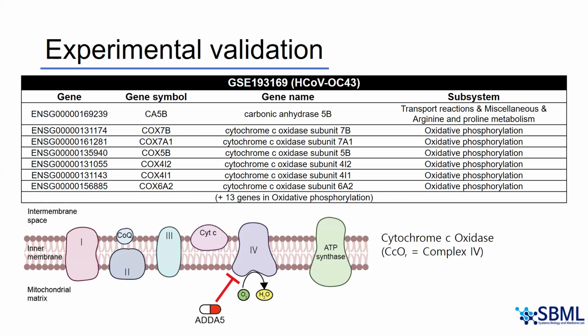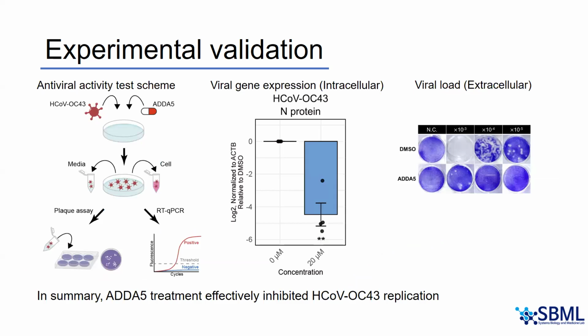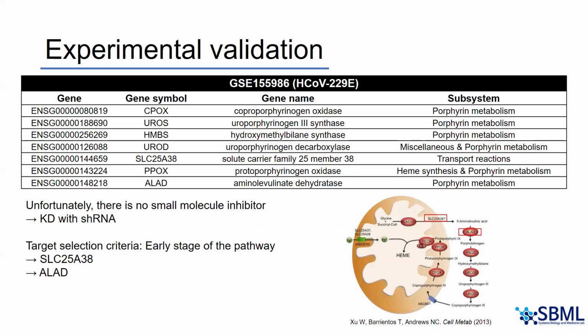The gene targets in GSE193169 are involved in oxidative phosphorylation, and specifically the genes encode cytochrome C oxidase, which is complex 4 in the oxidative phosphorylation pathway. So we used ADDA5, which is a small molecule inhibitor of complex 4, and we tested by RT-qPCR and the plaque assay to show the viral gene decreases by treating with ADDA5.